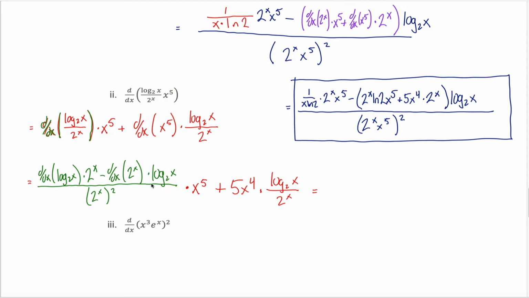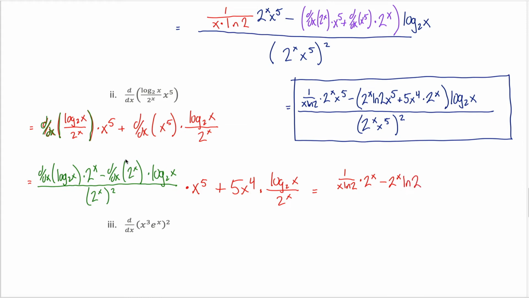The derivative of the log base 2 of x is 1 divided by x times the natural log of 2. That's this part. I want to take that and multiply it by 2 to the x power for this 2 to the x. From that, I want to subtract the derivative of 2 to the x, which is almost just 2 to the x. I have to tack on a natural log of 2.